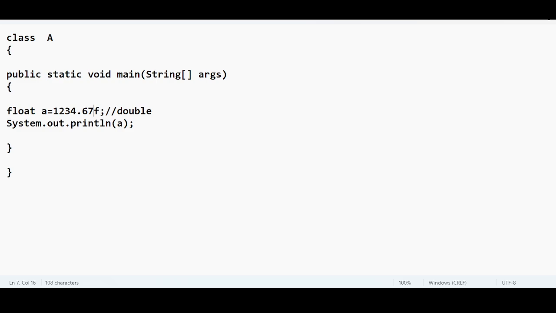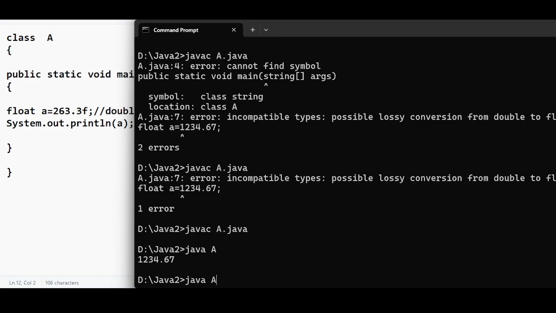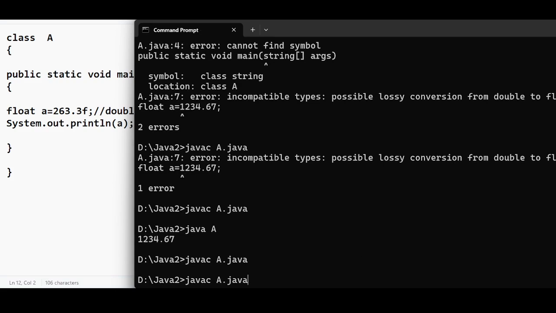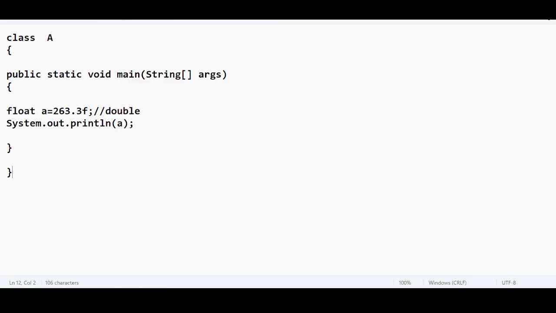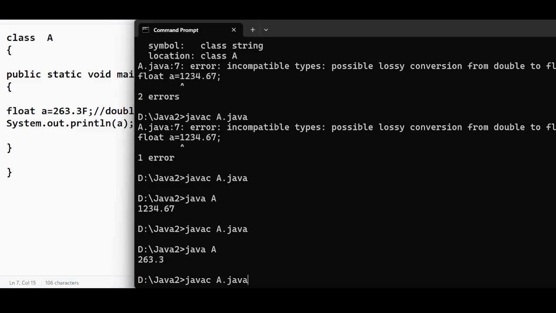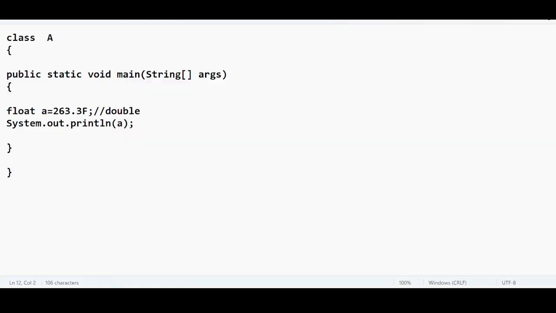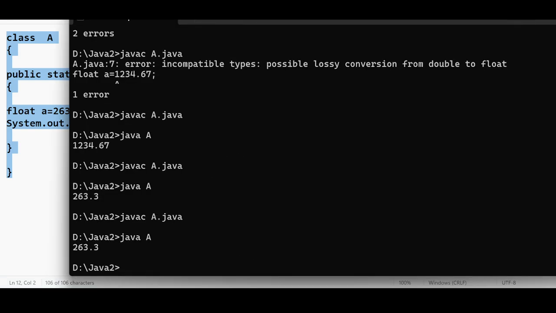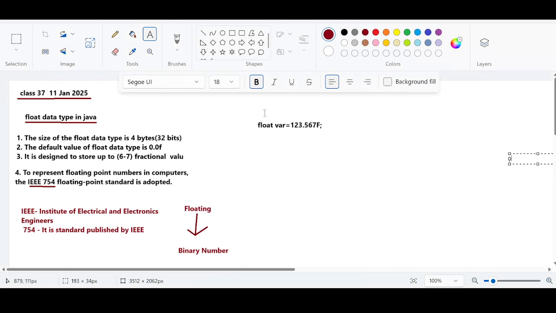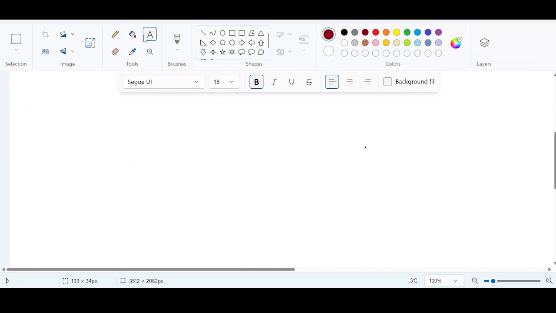Let me take a small number, 263.3. 60.3. Now if you run javac A.java, if you take the capital letter F, will that give us any error? java A. Okay. Now let us trace this. What would happen behind the scenes?